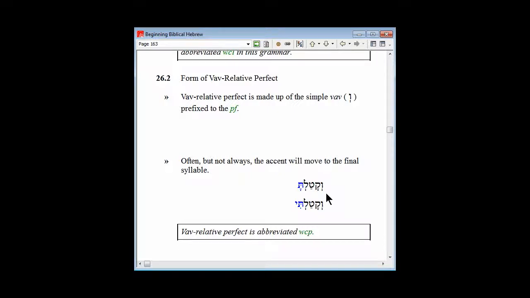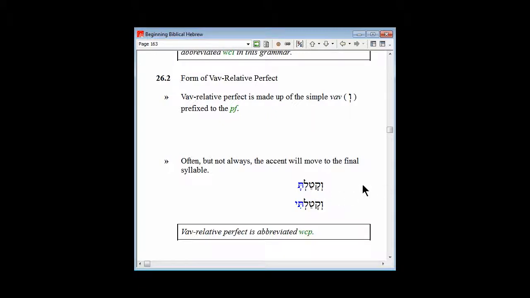It's either going to be simply continuing the thought of a previous perfect verb form: he did this and he did that. Simple conjunction. Or, when the immediately preceding verb is an imperfect verb form, and then you get the vav plus a perfect, then that is a vav relative perfect. And you would translate that, relating it to the preceding verb form, the imperfect yiktol, "he will kill."